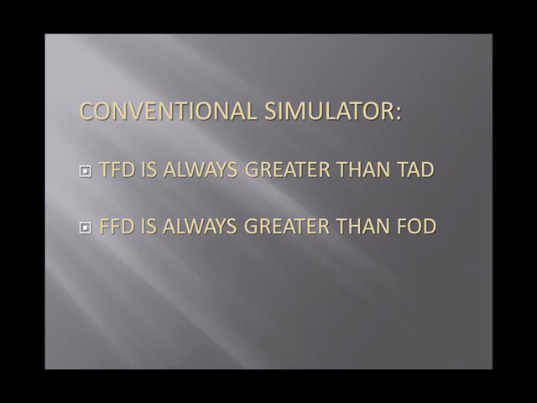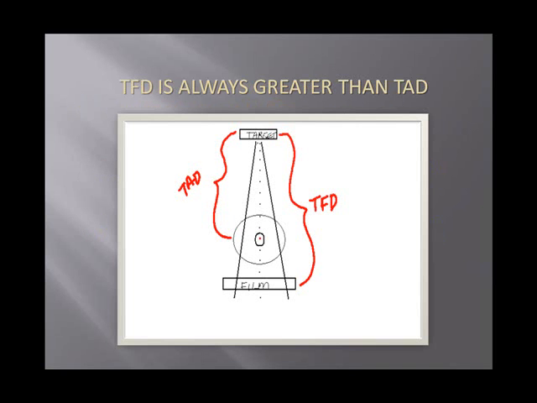It's also important to know that your film to focal distance is always greater than your film to object distance. You might see this sometimes as image over object size or object over image size when talking about magnification. So target to film distance being greater than target to axis distance.